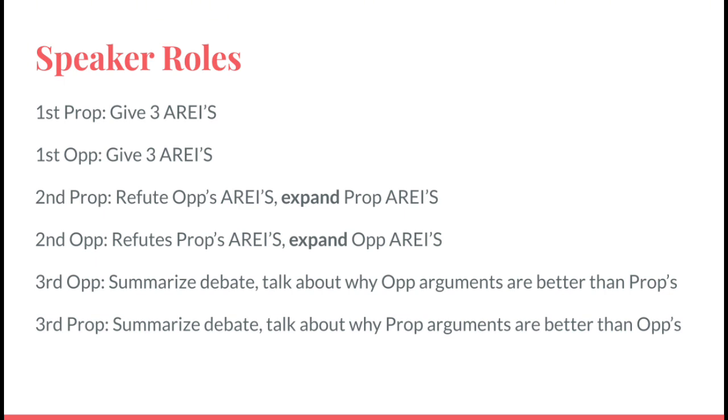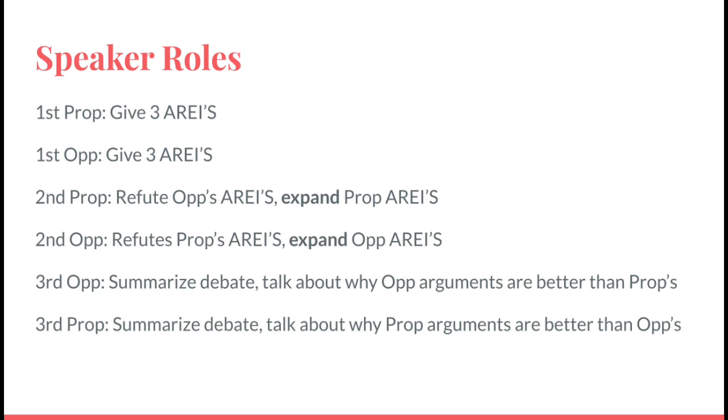For both third speakers, we're not going to go much into third speeches since it is a very complicated thing, but for both third speakers, they basically just summarize the debate, talk about why their side of the arguments are better than the opponent's side. By doing this, we call this a weigh. There are many weighing mechanisms. You can use magnitude, which is how many people it affects and how big the impact is, like how big the magnitude of the impact is.